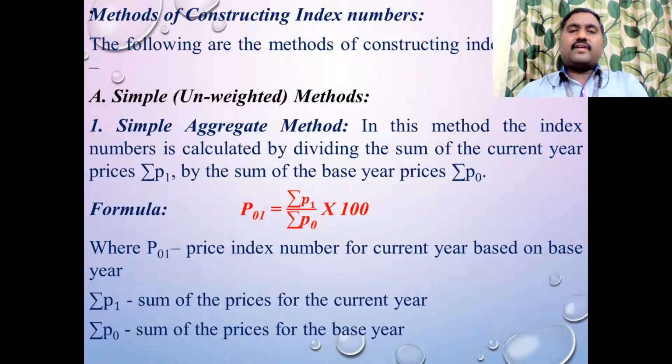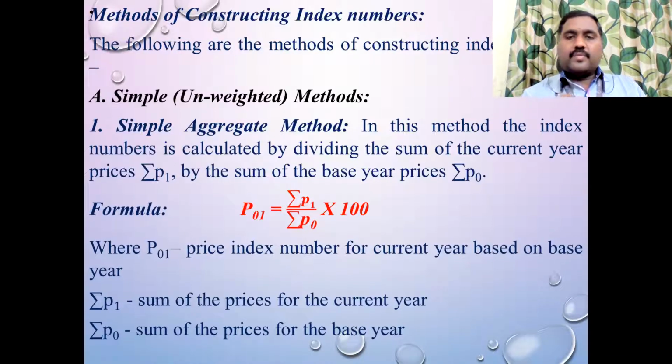Simple or unweighted index method. Under that, we have two methods. One is the simple aggregate method. Another one is the simple average of price relative method. Under the first method, we have two sub methods. The first sub method is the simple aggregate method. So after writing that simple aggregate method, copy this formula.